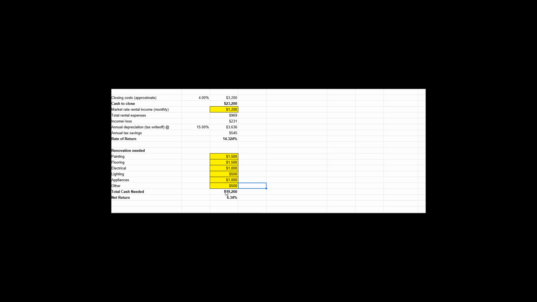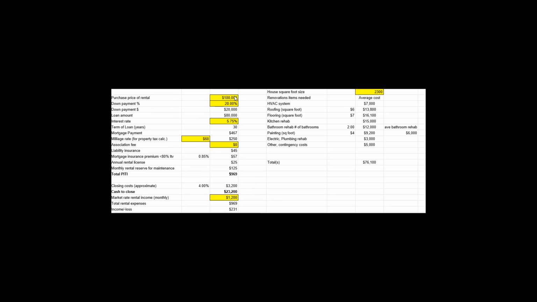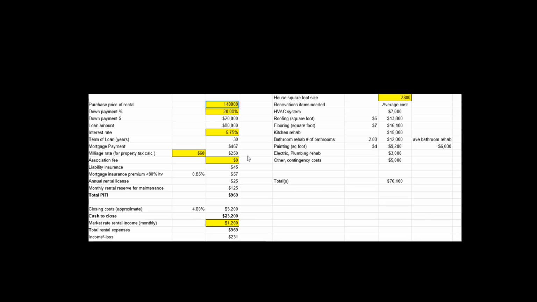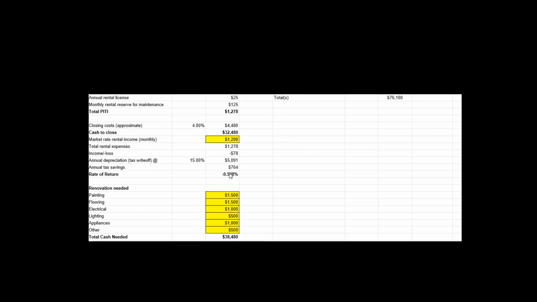So when we look at this in more detail, with the total cash needed for the renovations and the down payment, you're at 6.34% net return on a $100,000 property that's going to rent out for $1,200 a month. Well, you're not going to be able to find that property for $100,000. You're probably looking at $140,000 minimum. That's why we work backwards. Now we have a problem, we have a loss. So that's what's tough about rental real estate right now.